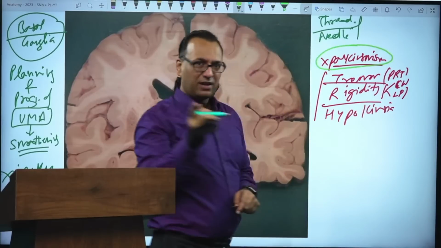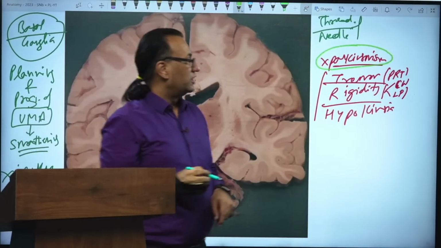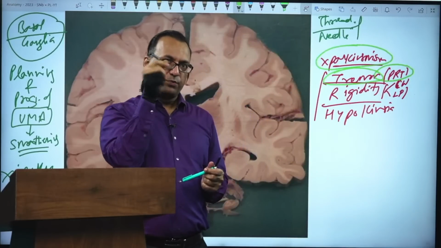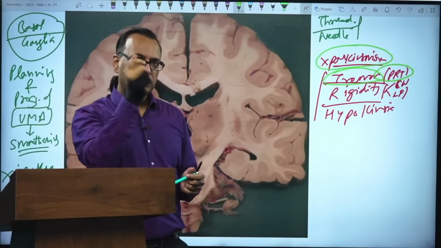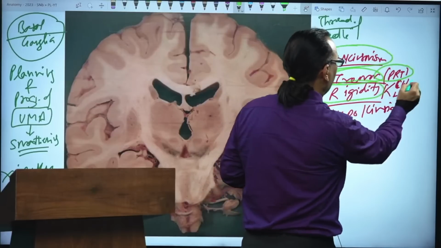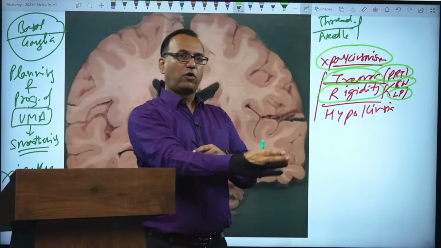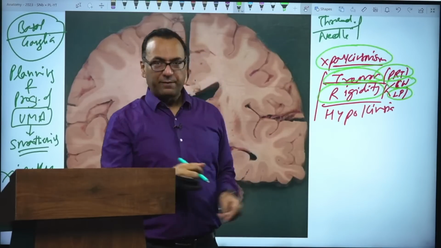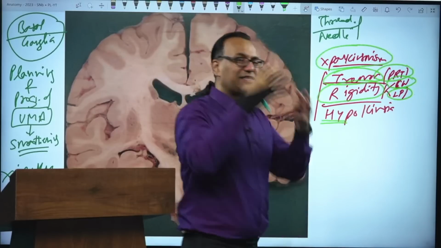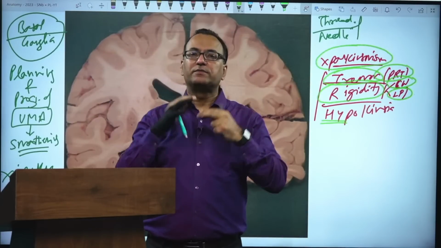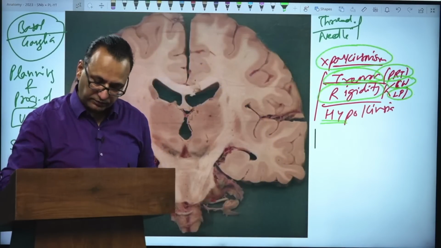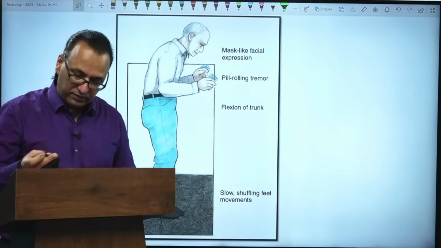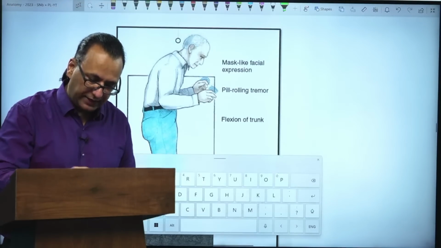Parkinsonism, a question has come in All India PG this time. They are asking about tremors, which is a pill rolling tremor, and how can you put thread into a needle with a basal ganglia disorder. And rigidity, which could be cogwheel type or lead pipe, continuous resistance, or hypokinesia. Mask like facies, mask like facies. Let me show you the diagram itself. They will have a shuffling gait.